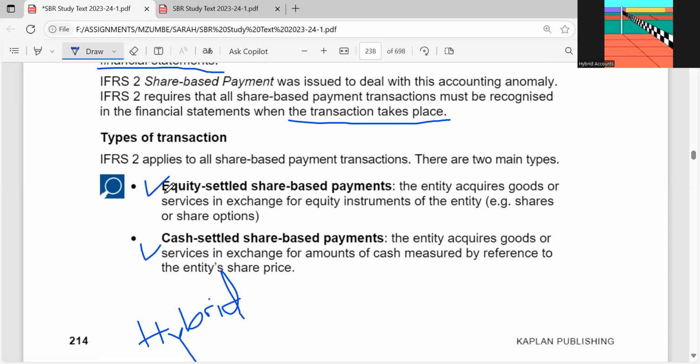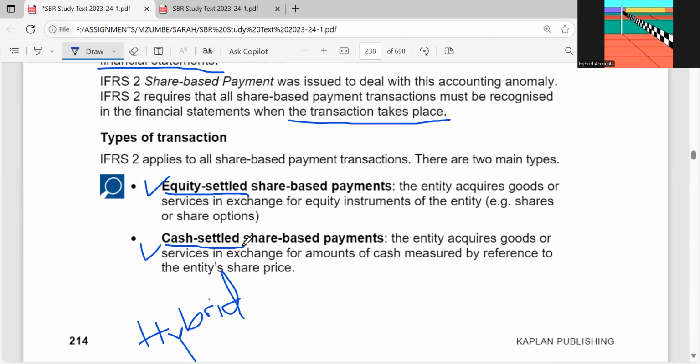So when we speak of equity settled, what do we mean? We settle by way of equity. You don't pay someone the cash. You don't make the funds flow. You just settle them with equity. You give them shares, for example. But for cash settled, it means that you have to pay them cash.